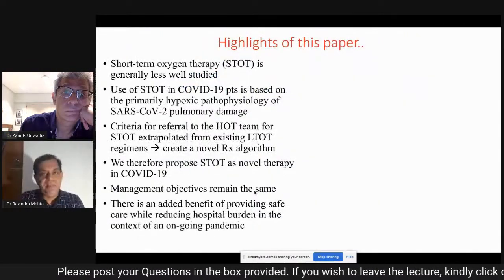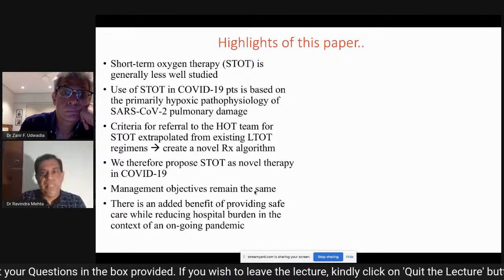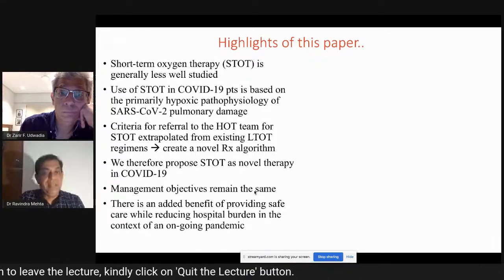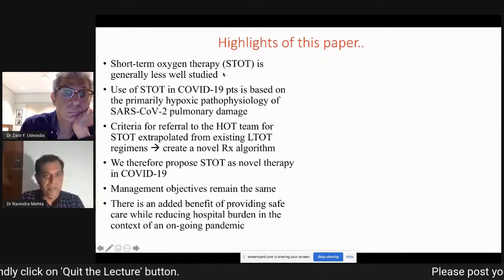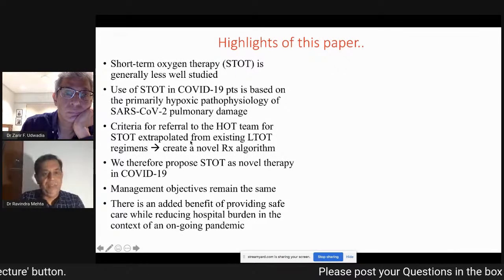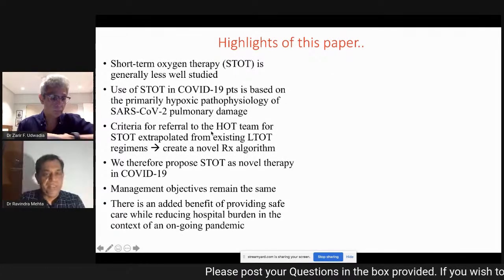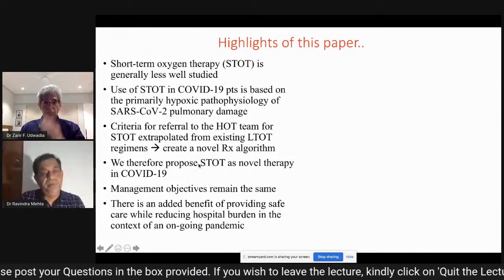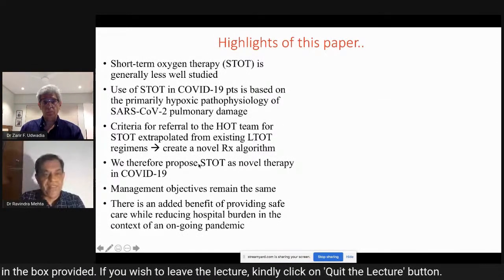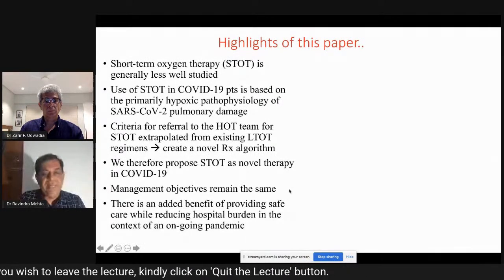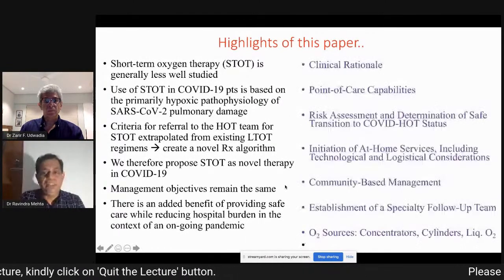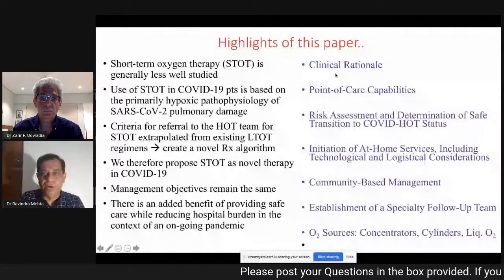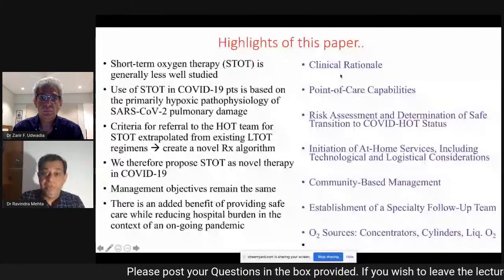What were the highlights of this paper? In the amount of time we will not dwell on that at length, and we'll be happy to pass it on to anybody, or the slides if anybody wants to see them. They introduced the concept of short-term oxygen therapy and said that yes, it can be used in COVID, and HOT, which is home oxygen therapy, and STOT can be done as long as you put processes, thinking, and safety mechanisms into place. And they put a big statement out there with all sorts of headings, which I will not dwell on, but they went through all the checklists of what is important, from the rationale to the point of capabilities.